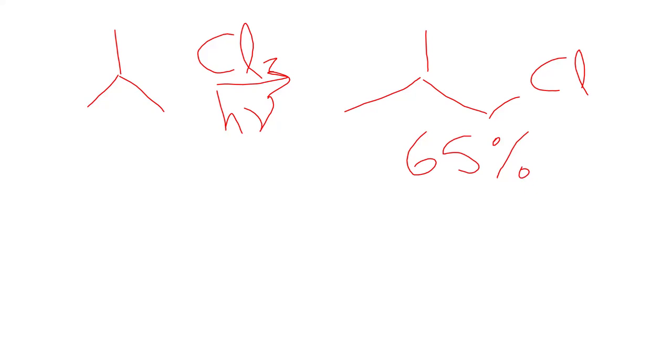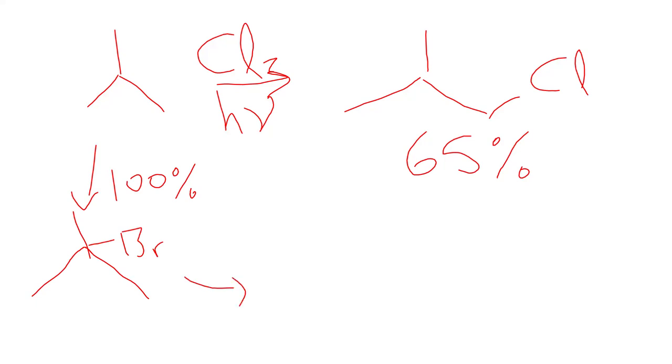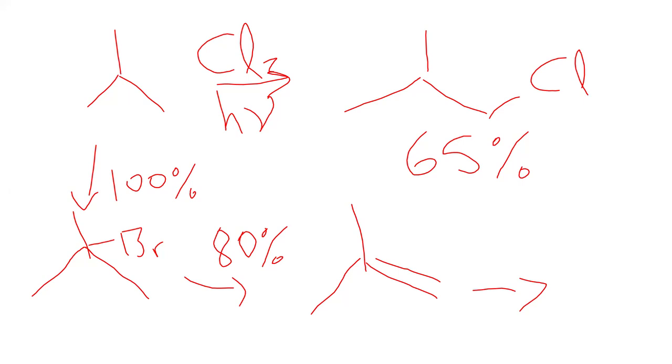If we did it the long way with bromide, we would get 100% yield to make the tertiary bromide, and then maybe the elimination reaction is an 80% yield to make this molecule, right? And then maybe we get a 95% yield to do that for the last step to get us to the bromide. The overall yield for that process would be 1 times 0.8 times 0.95.